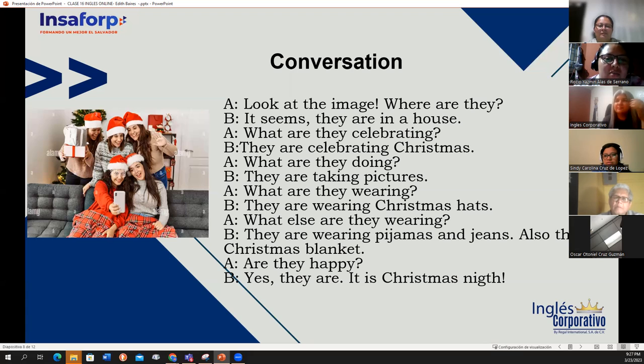Look at the image, where are they? It seems they are in a house. What are they celebrating? They are celebrating Christmas. What are they doing? They are taking pictures. What are they wearing? They are wearing Christmas hats. What else are they wearing? They are wearing pajamas and jeans. Also, they have Christmas blanket. Are they happy? Yes, they are. It is Christmas night.